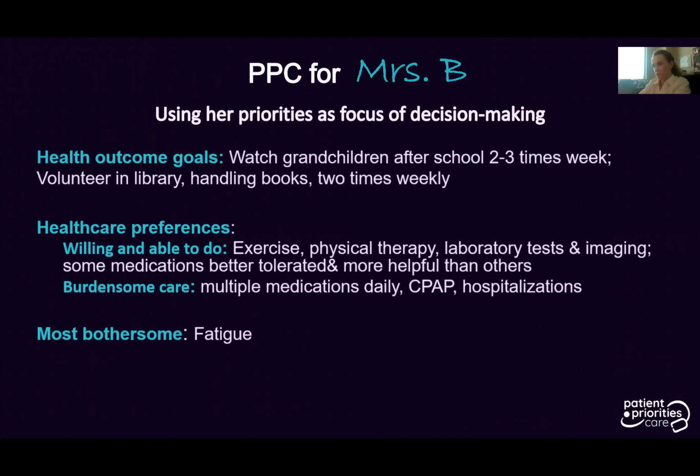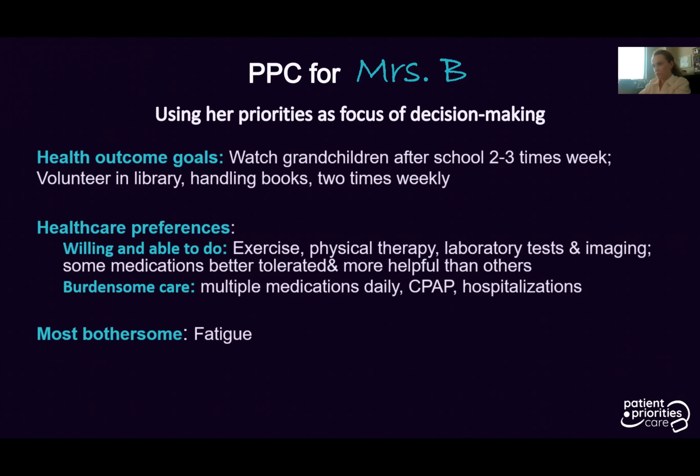Okay, so let's review what Ms. B said, and then we'll discuss how this information can be streamlined into your decision-making process to help you move forward to the care alignment step. So in Mrs. B's case, we have two specific measurable health outcome goals. Number one, she wants to be able to watch her grandkids after school about 2 or 3 times a week.